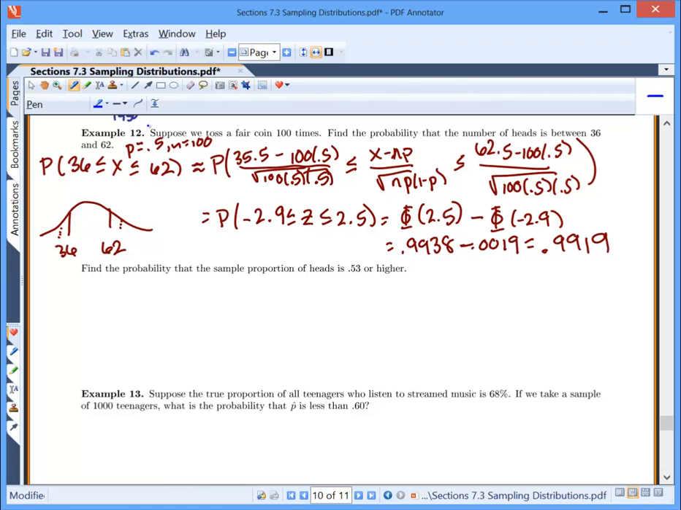So for the next one, find the probability that our sample proportion of heads is 0.53 or higher. So the probability that p hat is greater than or equal to 0.53 equals the probability that x is greater than or equal to 0.53 times 100. So I need to switch from proportions back to counts, so I can use the continuity correction. So the probability that x is greater than or equal to 53.